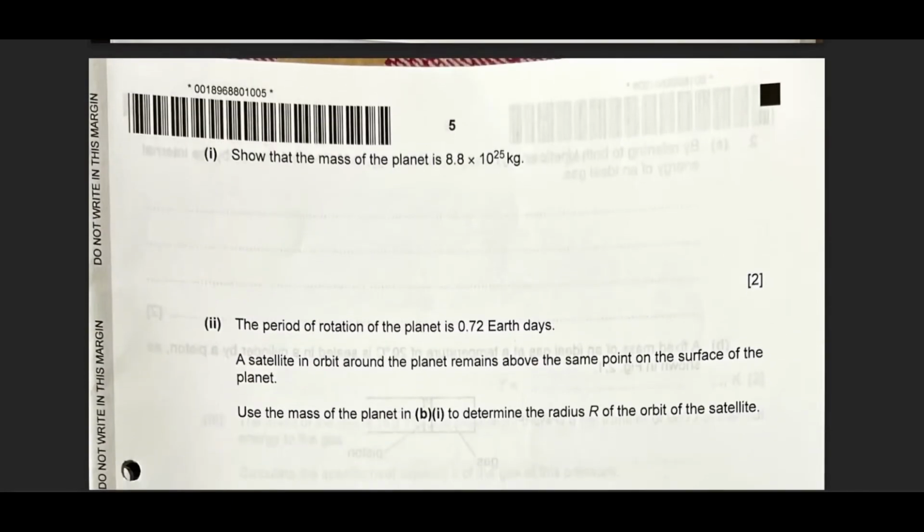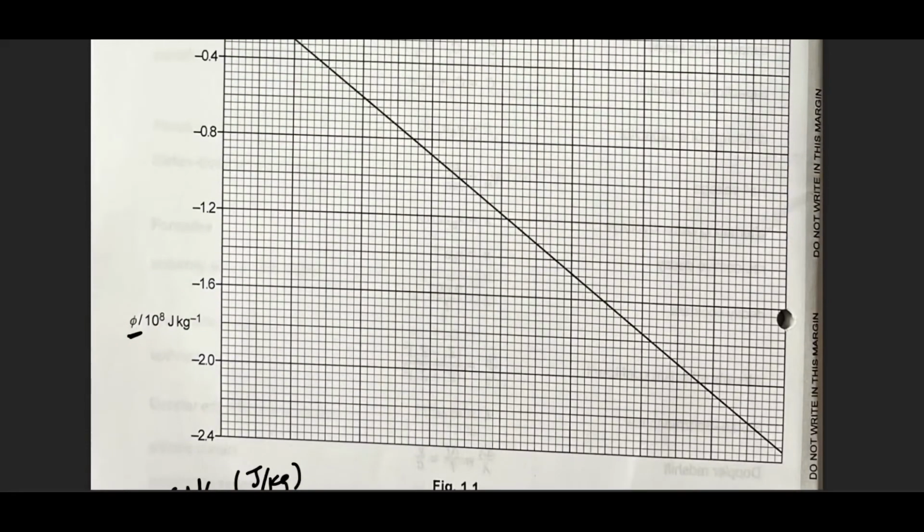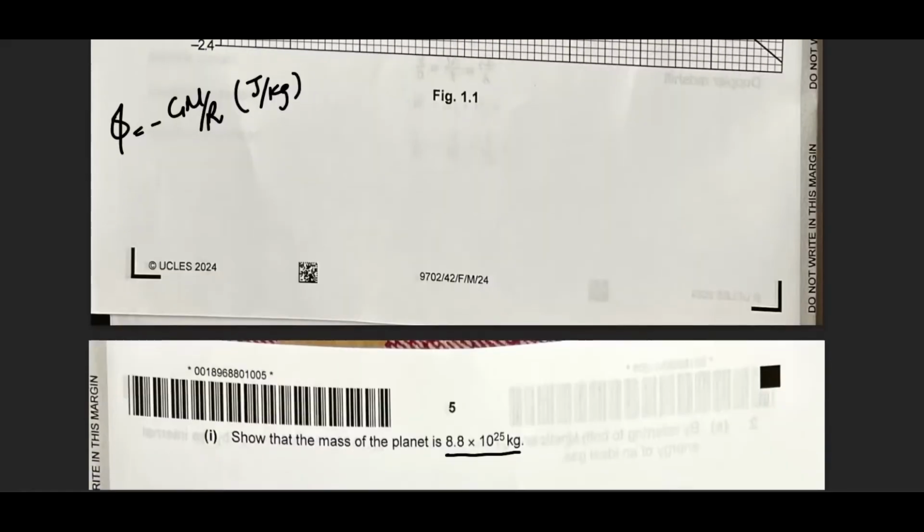The question says, show that the mass of the planet is this. I have explained before that in questions of show that, if you're unable to find this answer, you can still use this value for the incoming parts. So don't lose hope, move to the next question. If you want to show this, I can take help from the graph. I can choose any random value from the graph. It's my choice, and I will find the value of mass.